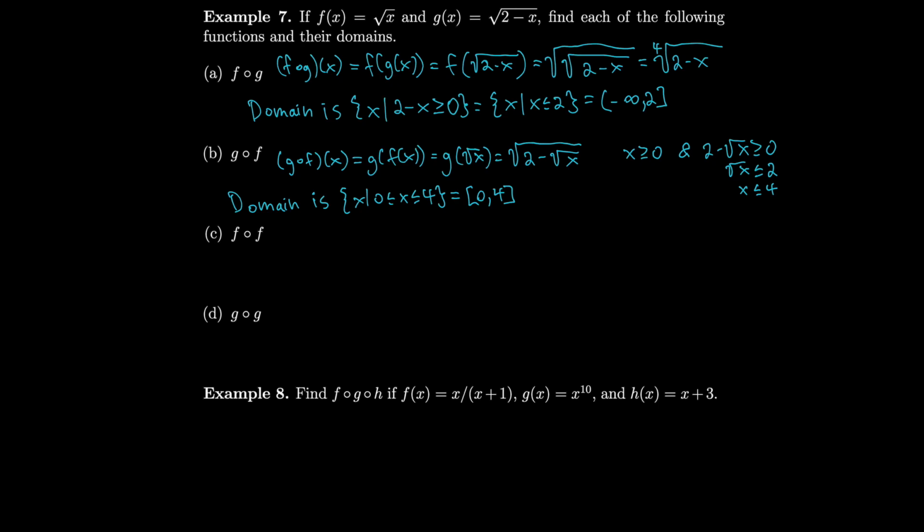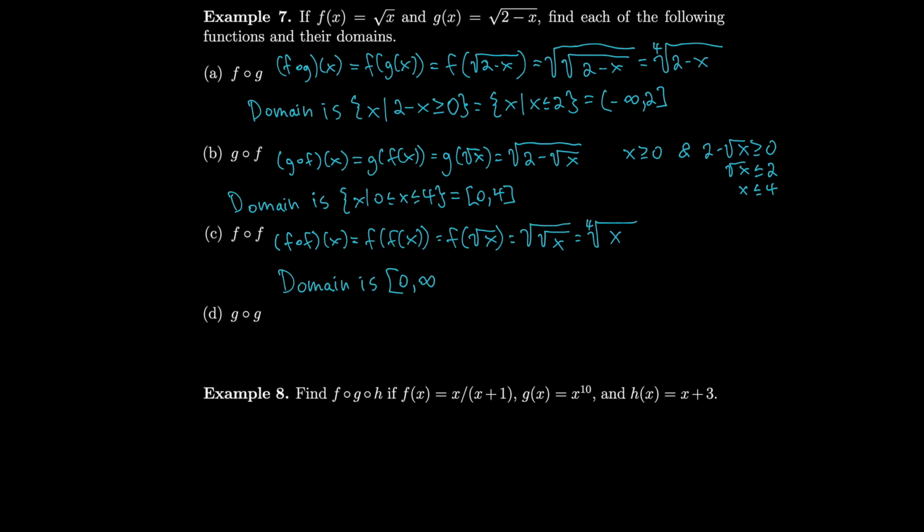Let's look at f of f. We can compose functions with themselves, why not? So f composed with f of x is f of f of x, which is f of square root of x. So that's the square root of the square root of x, aka fourth root of x. Okay, we already know that square roots are defined for values greater than or equal to 0, so fourth roots are the same. So it's all of our non-negative numbers.